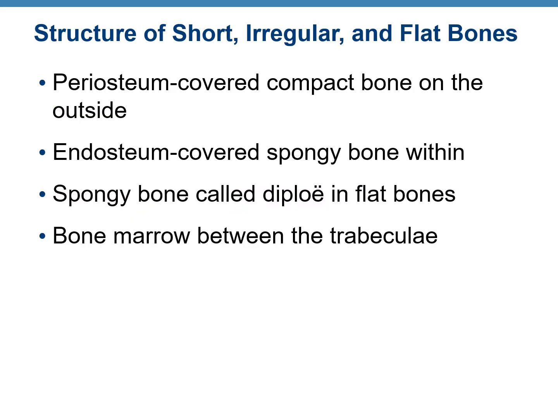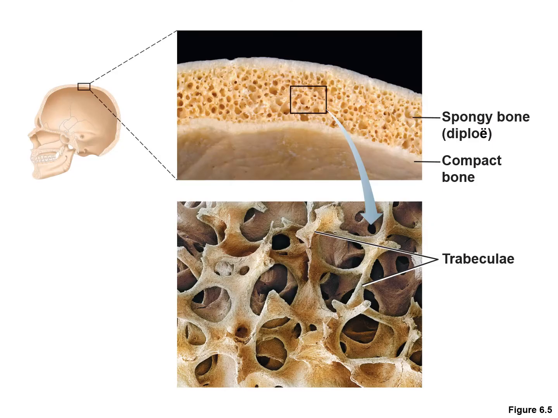So what we discussed in our previous slide was the structure of a typical long bone. This slide is telling you about structure of short, irregular, and flat bones. Similar or the same as the long bones, they have periosteum that covers short, irregular, and flat bones on the outside, endosteum that covers spongy bone within. Spongy bone in flat bones is called diploe, and bone marrow is located between the trabeculae.